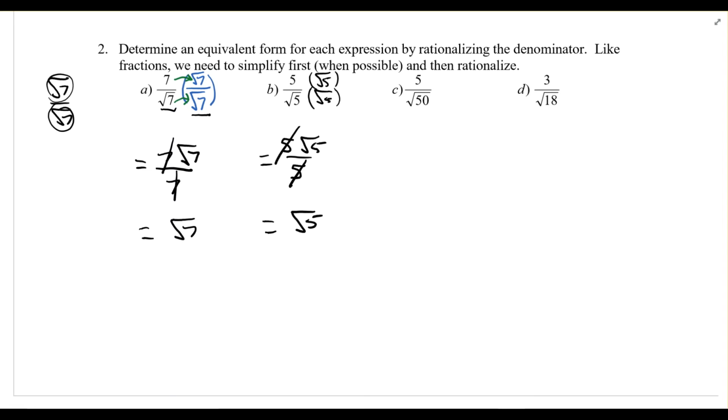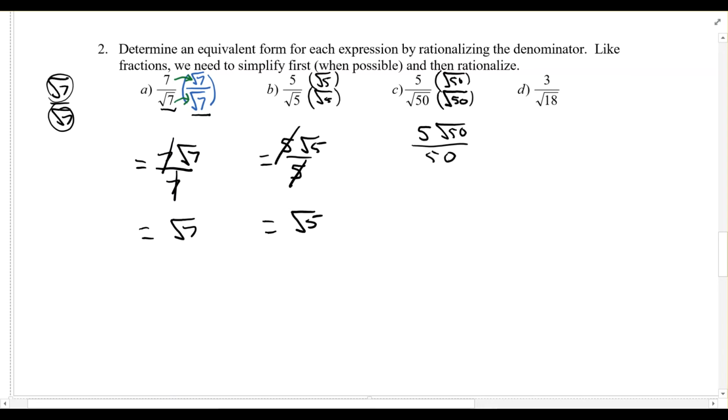Now for C, we could do two things. You could right off the bat, if you wanted to, it's kind of up to you, just multiply by square root of 50 on the top and bottom, and then we've got 5 times square root of 50 over 50, and then you could simplify this 5 and this 50. So we just have to divide 50 by 5.